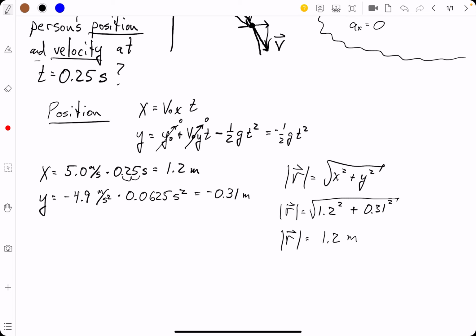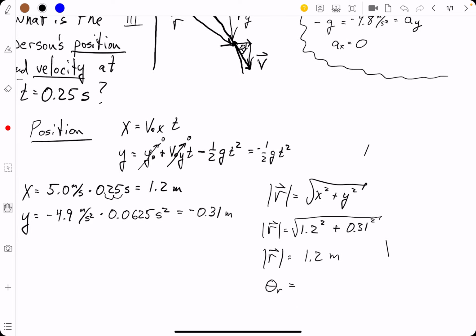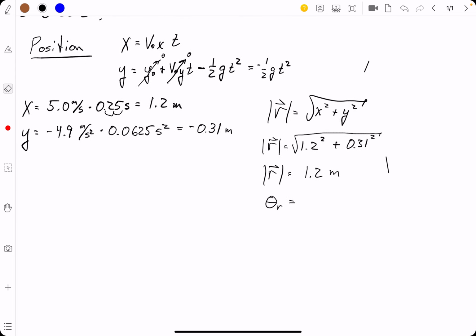Okay, so rounded and all that, it gives us that. But what is theta r? The theta r, just so you know, is this right here. That's theta r. This is theta v. So theta r, what is theta r?